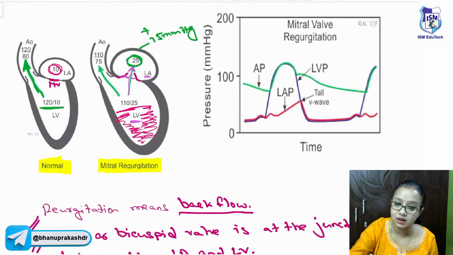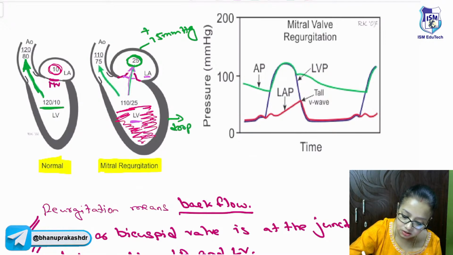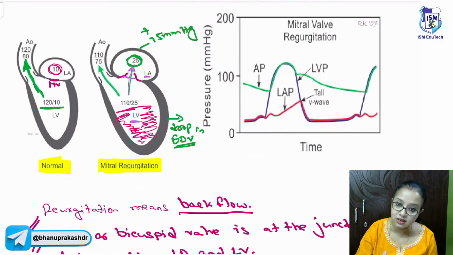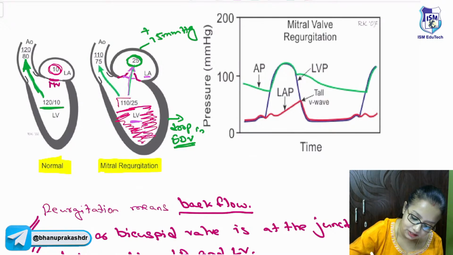Now this volume of blood that is going back to the atrium is not available in the left ventricle for pumping into the periphery, as a result of which there is a drop in the end diastolic volume. End diastolic volume, you remember we studied, is the volume of the blood that is in the ventricle after the ventricle is filled both passively and then actively. So since there is a gap, the blood is flowing from the ventricle to the atrium, and the volume of the blood is also less in the ventricle, as a result of which, if the volume is less, automatically the pressure is less.